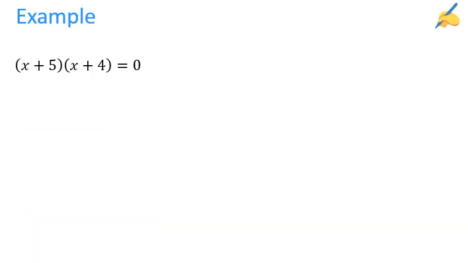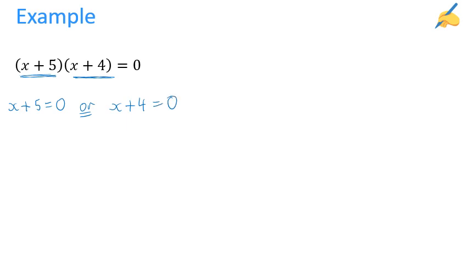Let's look at this example. The first step has already been done. The right-hand side equals 0. The next step is to factorise. This is already factorised. So now I need to apply the null factor law, which states that either this or this is 0 because the equation equals 0. So I write this out. X plus 5 equals 0 or x plus 4 equals 0.